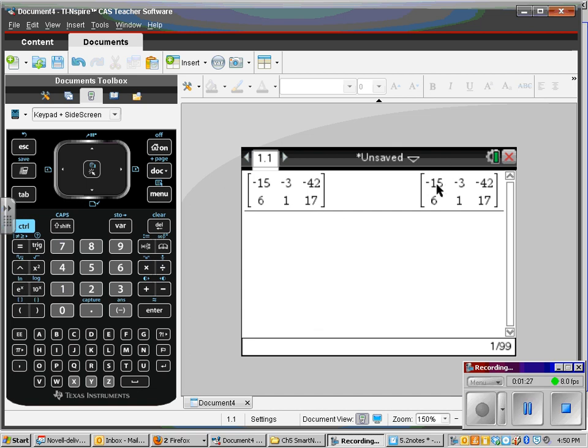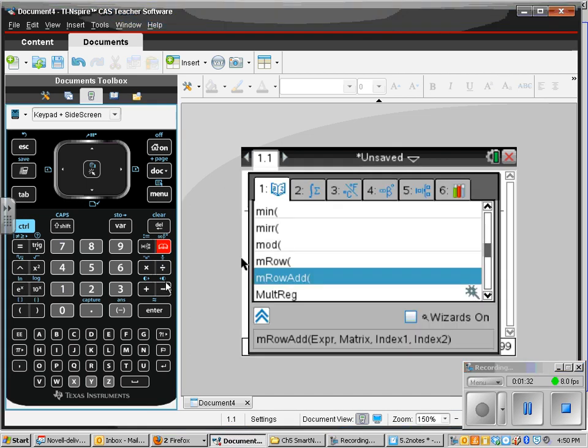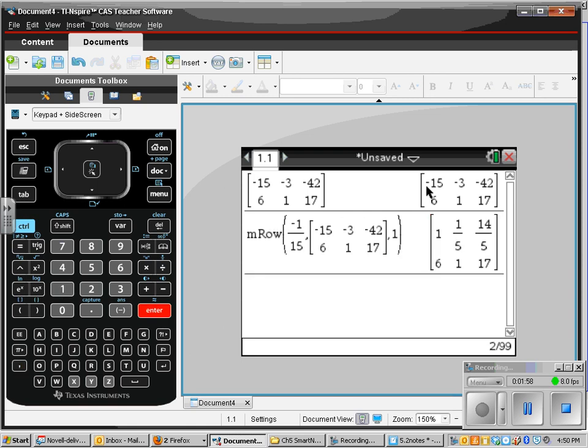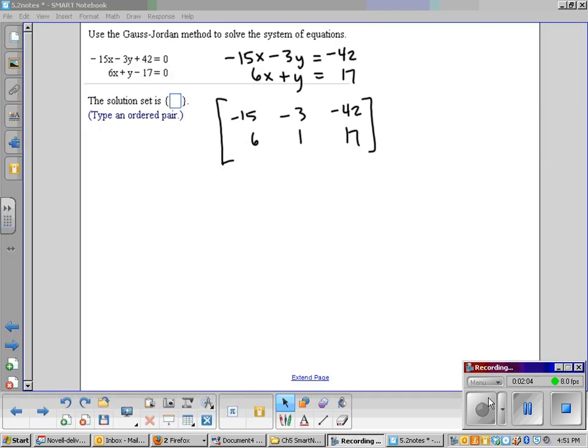Now I want to get a 1 in this position right here. And so that means I need 1 step. I'm going to go to the catalog to get that step, and multiply row is a single step operation. So I want to multiply row 1 by a number that's going to give me a positive 1 right there. So I need to multiply by -1/15. Then I need my matrix argument there. And then comma row 1 is the row I'm changing. And I press enter. I check my results. Those results look good, so let me write down my work.